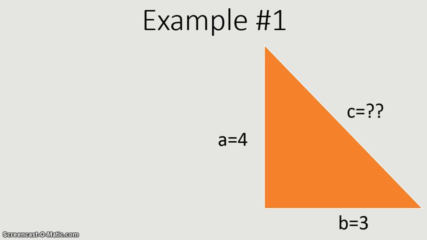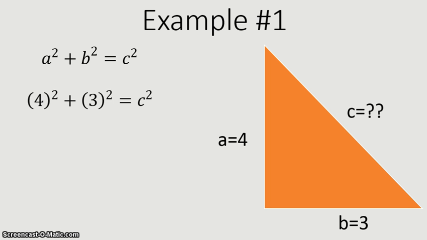Now we will practice using the Pythagorean theorem with this example. In this example, the values for A and B are given. So we will fill those into the formula. A squared plus B squared equals C squared. We get 4 squared plus 3 squared equals C squared by filling in the values for the variables.